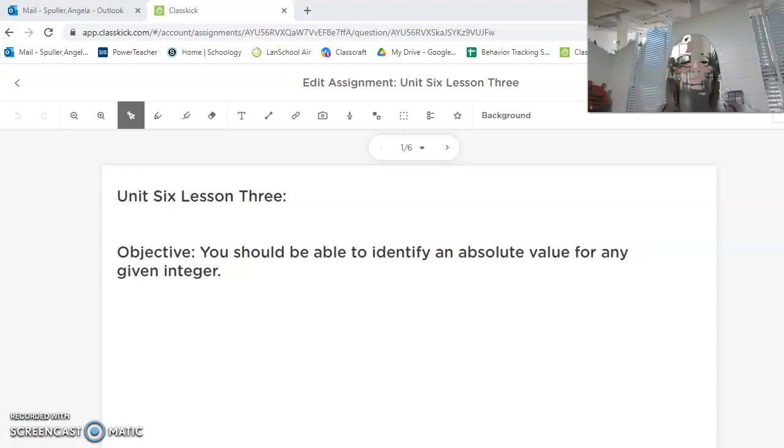Hi, this is Mrs. Oakley, and today we're going to look at Unit 6, Lesson 3. The objective for this lesson is you should be able to identify an absolute value for any given integer.